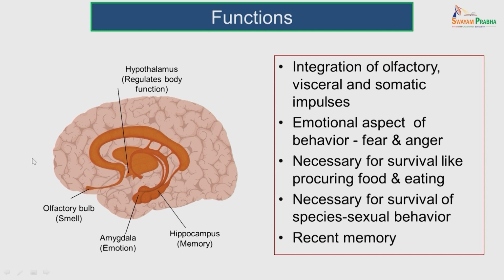So, why is it important to study this limbic system? It is the integration of the olfactory, visceral and somatic impulses. And it is an emotional aspect of behavior. There is fear and anger, and this is necessary for survival, like procuring food and eating, and it is necessary for survival of the species. This is sexual behavior, and it is also important in memory, the recent memory.